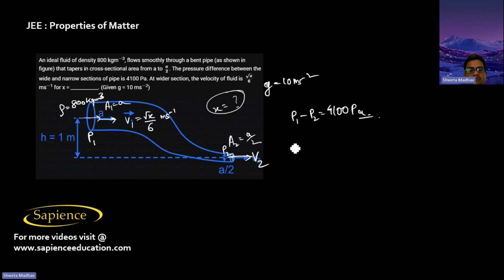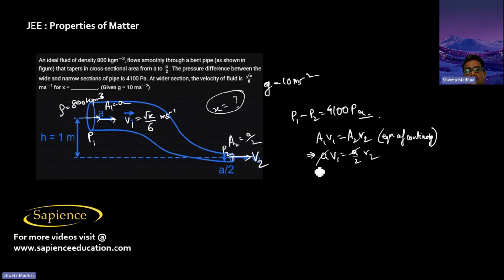So x will be how? Here we can apply the equation of continuity, which is A1 V1 equal to A2 V2. Since the volume flow rate will be the same at every point, A1 V1 is equal to A/2 V2. So A will cancel, so V2 will be equal to twice of V1. So here the velocity will be twice of this.